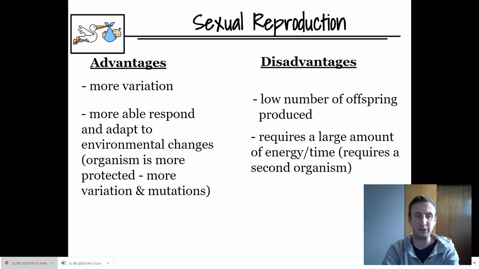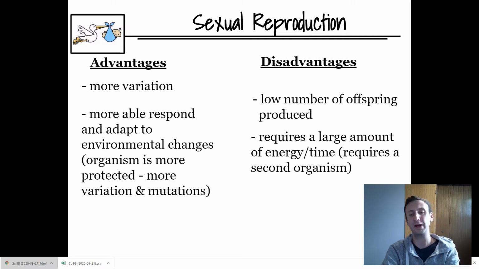So advantages of sexual reproduction: I get more variation, and as a result, offspring is more able to respond and adapt to environmental changes. Because I have that genetic diversity, if something bad happens, it can survive because there are things that can overcome that bad stress. For example, if disease ravages a population, but there is genetic diversity because of sexual reproduction, then some offspring will hopefully be more resistant to the disease, and as a result they'll survive to pass on those genes.